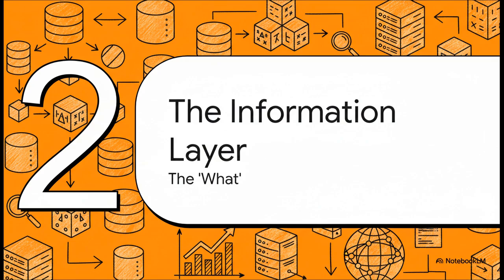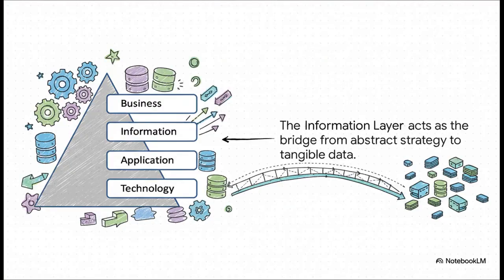This is the what. And for anyone in our field, this is where things start to look really familiar. This is our home turf. This is the home of data warehousing and business intelligence. It sits just below the business layer. And this whole domain is about how we organize and manage the data that we need to achieve those business goals we just talked about. You can think of it as the bridge between that abstract strategy and the tangible assets, the data itself.